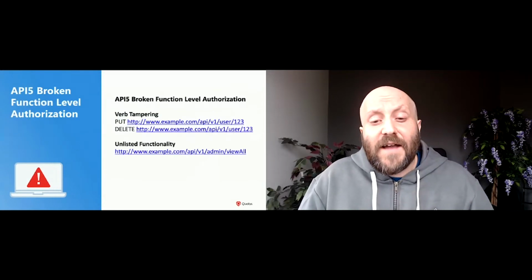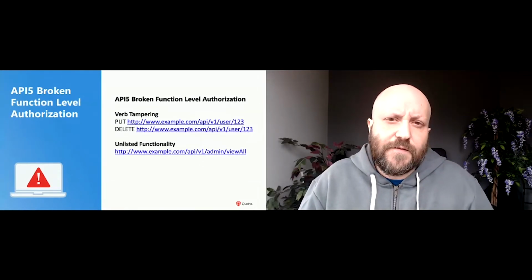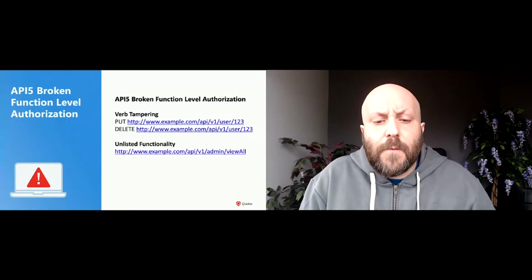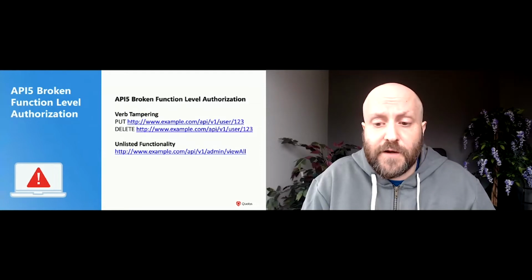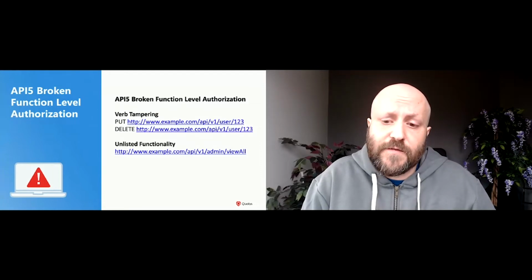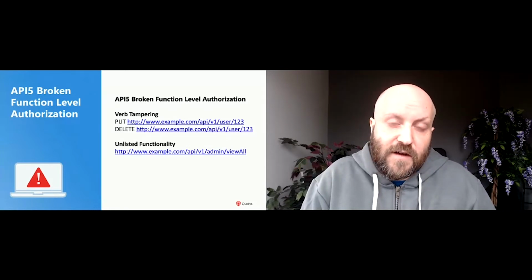So API 5 is broken function level authorization. This can take on a few different flavors. One of them is verb tampering. You may have an exposed endpoint for users to do a PUT to update their user information, but they may not have access to the DELETE command. It's not documented. It's not listed anywhere in their documentation.